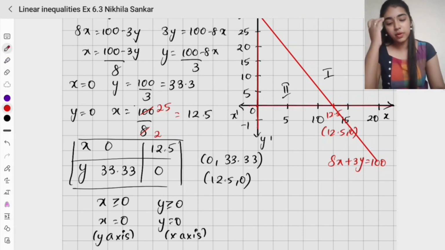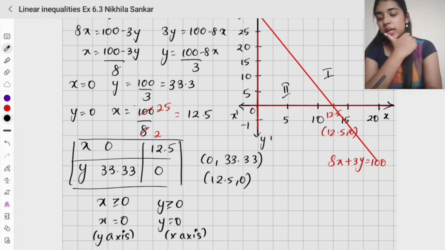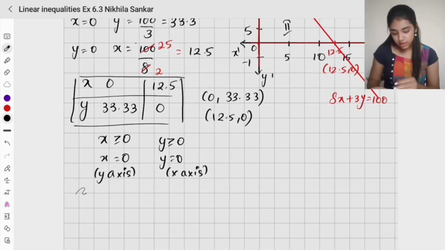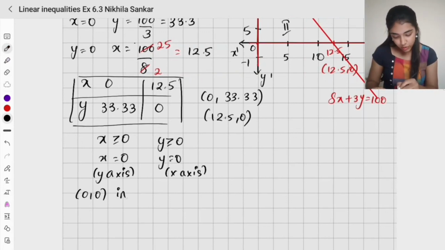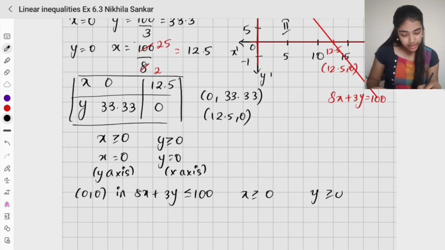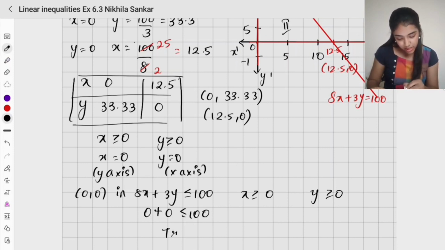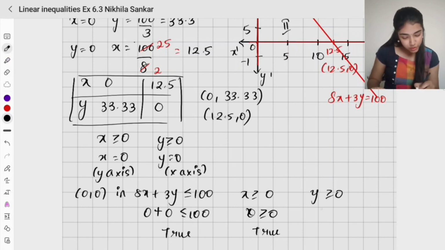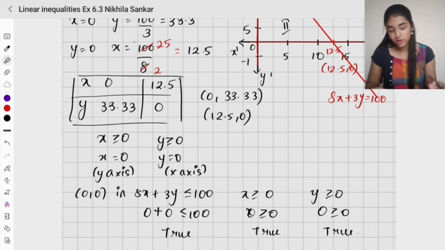So this particular point is y equal to 0. We check with the point 0, 0 to decide which region to shade. I'm going to put 0, 0 in 8x plus 3y less than or equal to 100. Putting 0, 0 gives 0 plus 0 less than or equal to 100. This is true. Similarly, for x, 0 greater than or equal to 0 is also true. For y, 0 greater than or equal to 0 is also true.